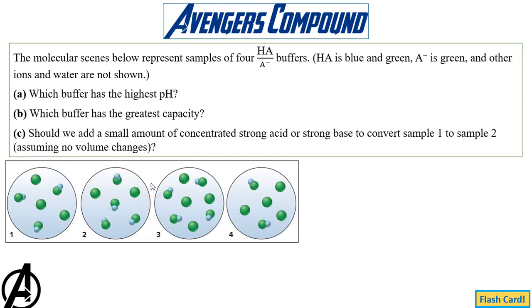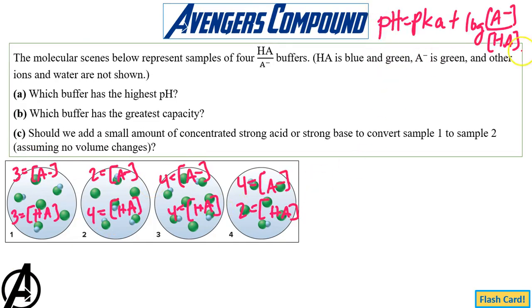So this is how we're going to be able to answer and approach this question. So the first thing I did is go ahead and write my Henderson-Hasselbalch equation just in case I have to use it. And then the second thing I did is went ahead and counted the numbers of each of my weak acid and my conjugate base in my molecular model here. So I have 3 of my conjugate bases here and 3 weak acids, 2 conjugate bases here and 4 weak acids, 4 of my conjugate base and 4 of my weak acid here, and then 4 of my conjugate base and 2 of my weak acid here.